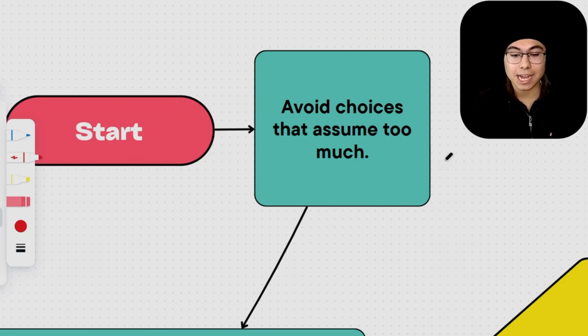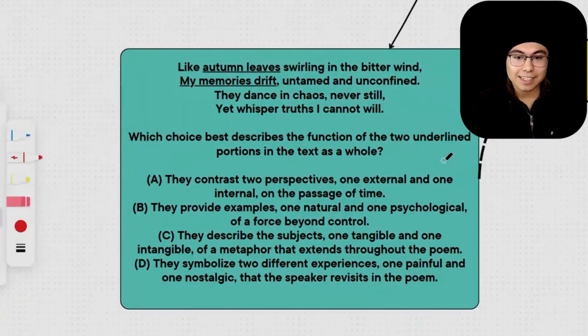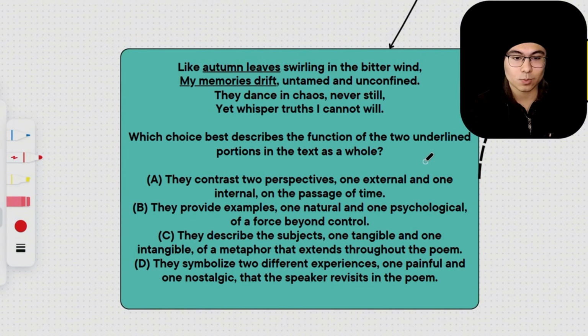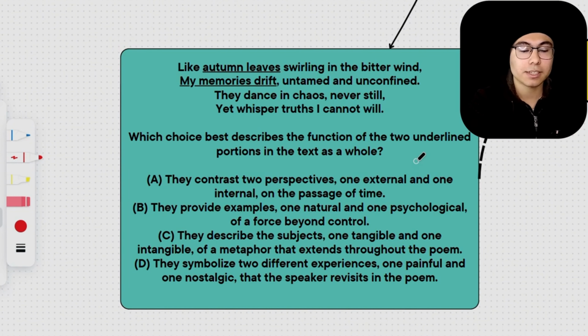That's why you literally have to pay attention to this SAT question that is on the screen right now. Let's have a look at this one. Which choice best describes the function of the 2 underlined portions in the text as a whole? As you can see, you have a short 4-line poem and a multiple choice question, which asks us about the function of those 2 underlined portions. The first one is autumn and leaves, and the second one is my memories drift. Firstly, let's understand what this poem is about.